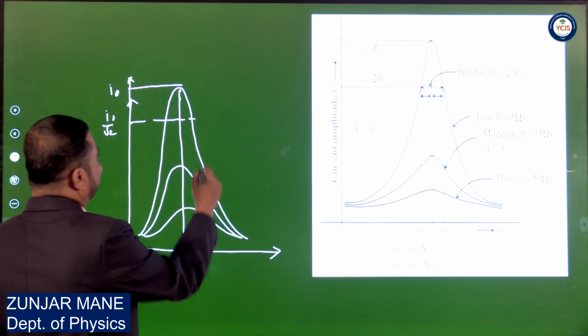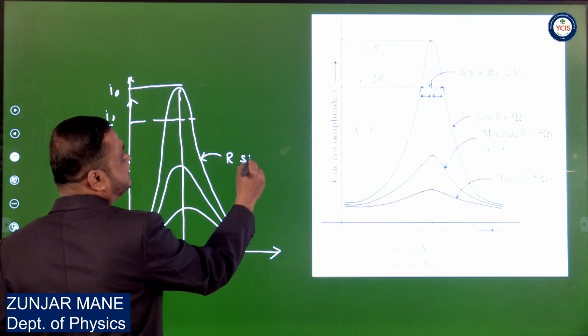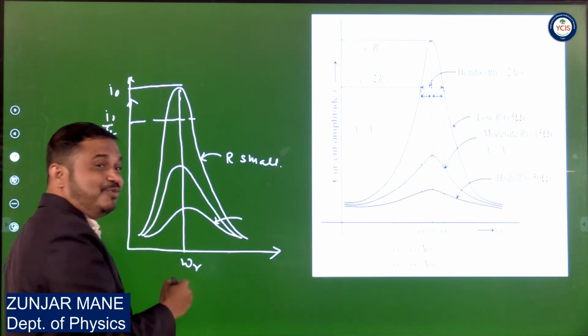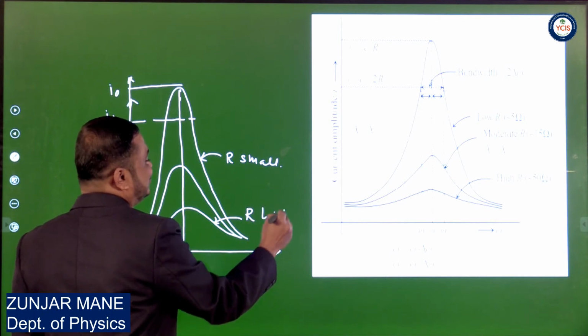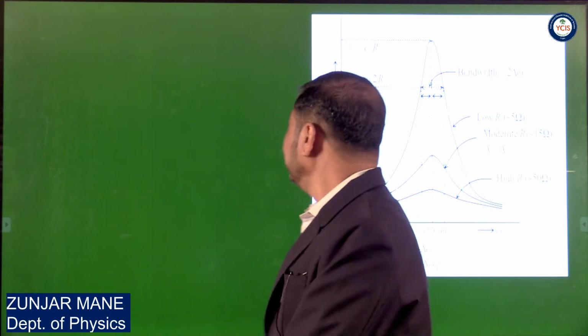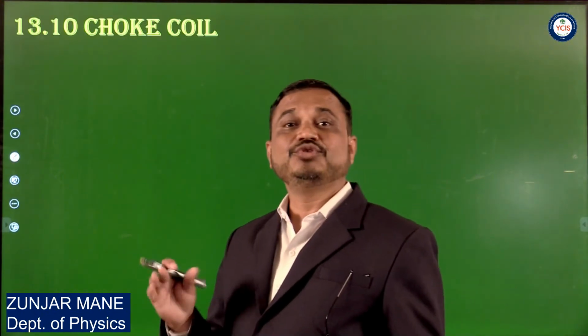So for a greater Q, R must be small, and when the Q is small or the curve is flat, the R is high. So this Q also depends on the resistance. So this is about the Q factor.